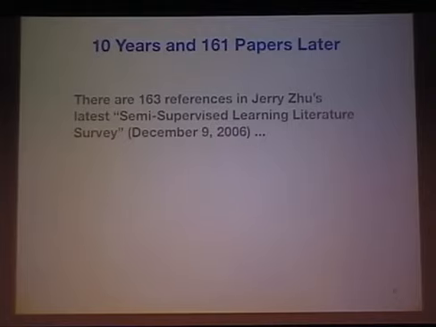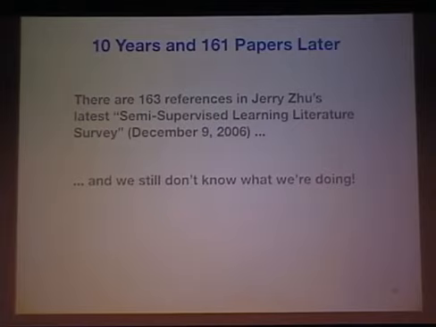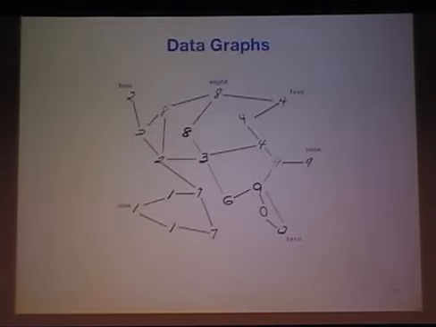Jerry Zhu, who worked with me at Carnegie Mellon, is now at Wisconsin. He keeps an up-to-date survey of the semi-supervised learning literature. As of December, he had 163 references in this. There's been 10 years of work on this, and we still don't know what's going on with semi-supervised learning. There are a lot of methods out there, a lot of heuristics, but very little understanding of what's going on. So I want to describe some recent work on this.